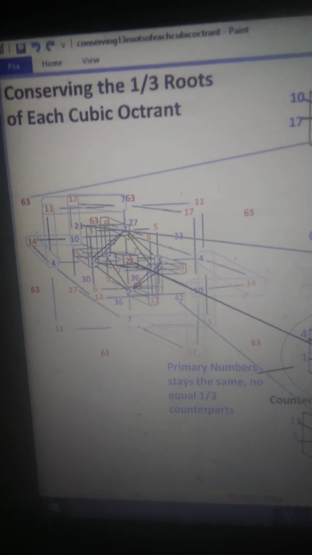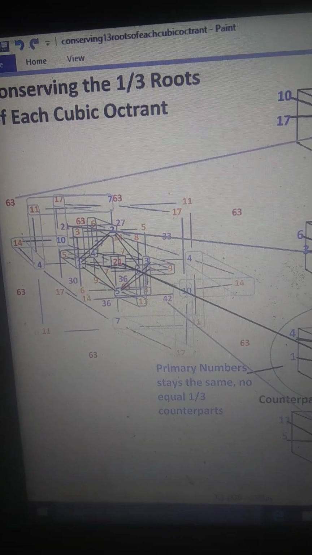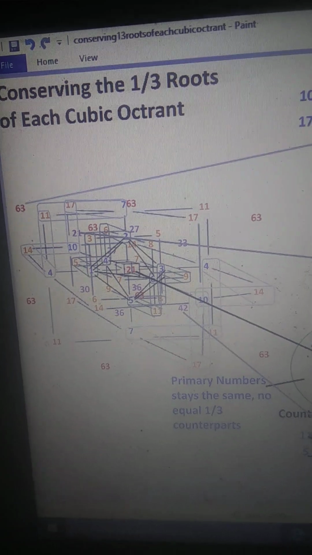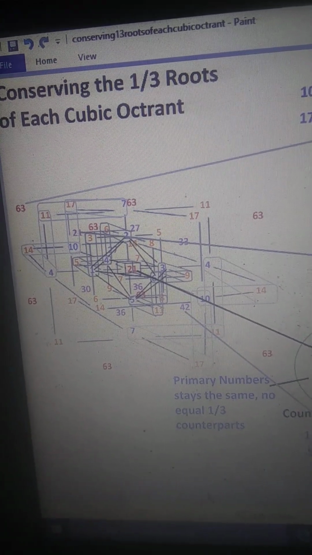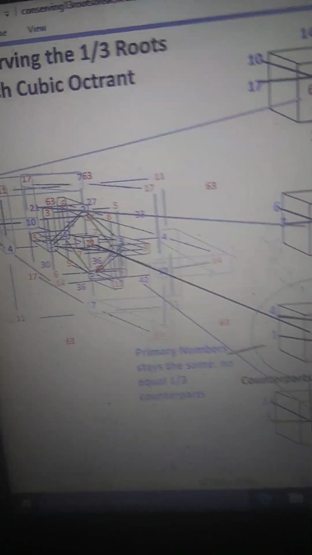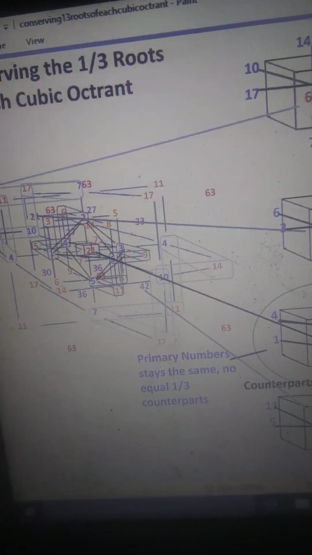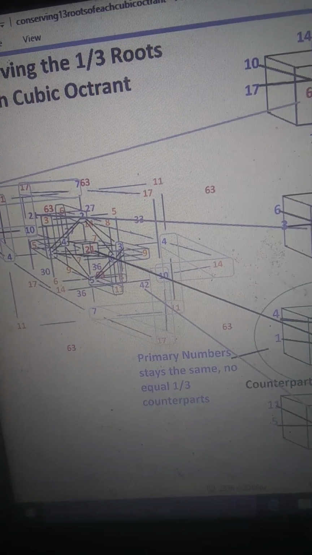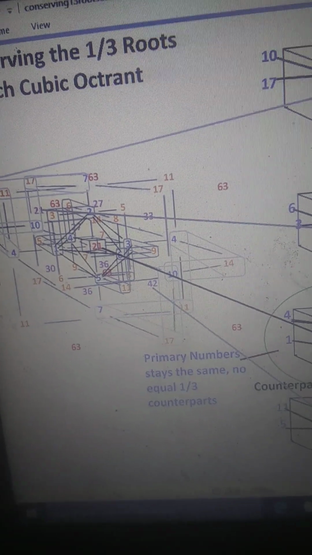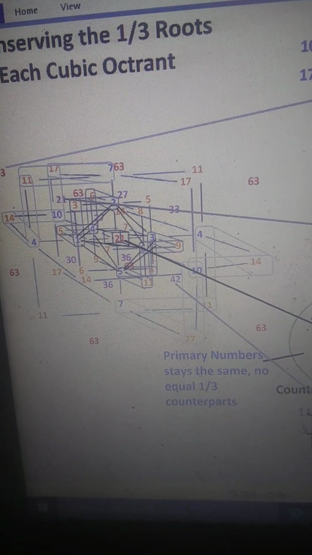I'd like to make this as succinct, if I'm using that word in the right way, and as to the point as possible. I call this conserving the 1/3 roots of each cubic octrant. And this is an addition cube simply because they're easier to work with. Multiplications just explode exponentially with the things they produce. But addition cubes are a whole lot easier to work with.